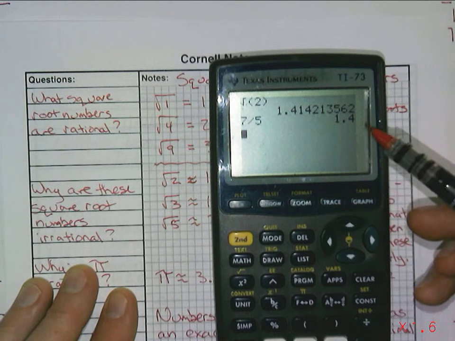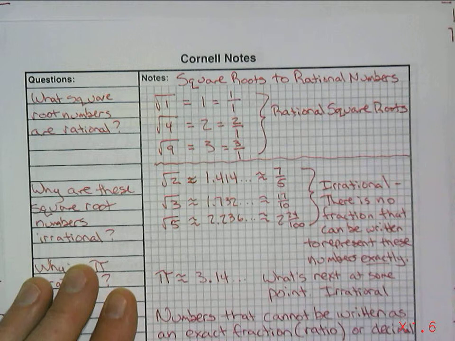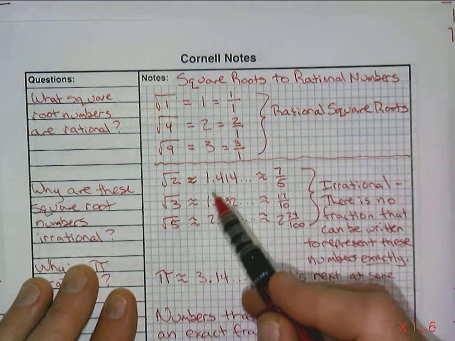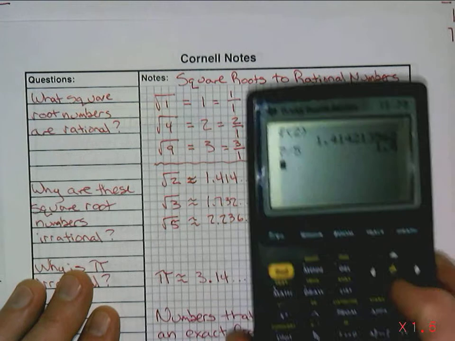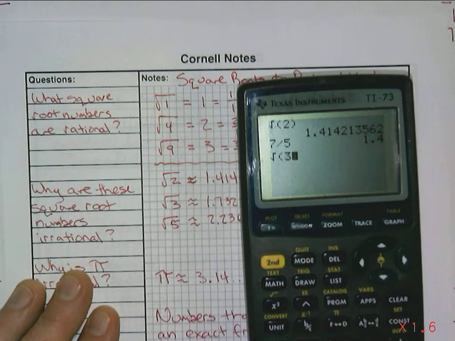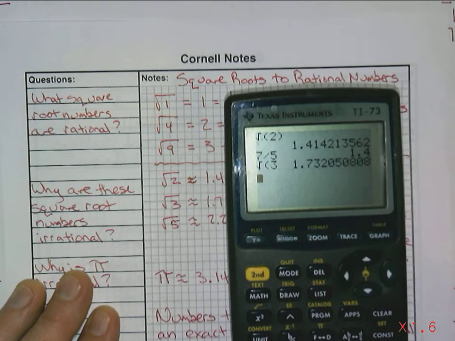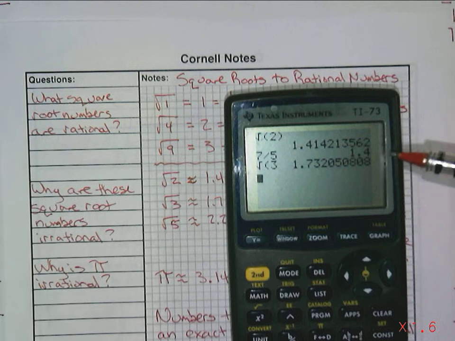And so the square root of 2 is an approximate solution. Same thing with the square root of 3. It's about 1.732, and again, if I put it into my calculator, you can see that it's got a whole bunch of other numbers, but my calculator eventually runs out of space.